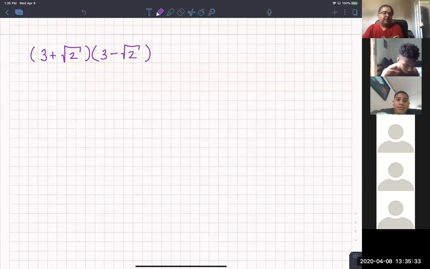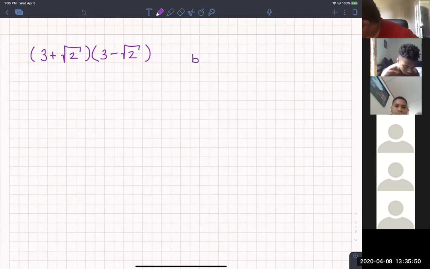We talked about this type of problem also. They're conjugates. What makes them conjugates? Their signs are opposite of each other. Right, one is added and one is subtracted. So remember, these are called binomial conjugates.